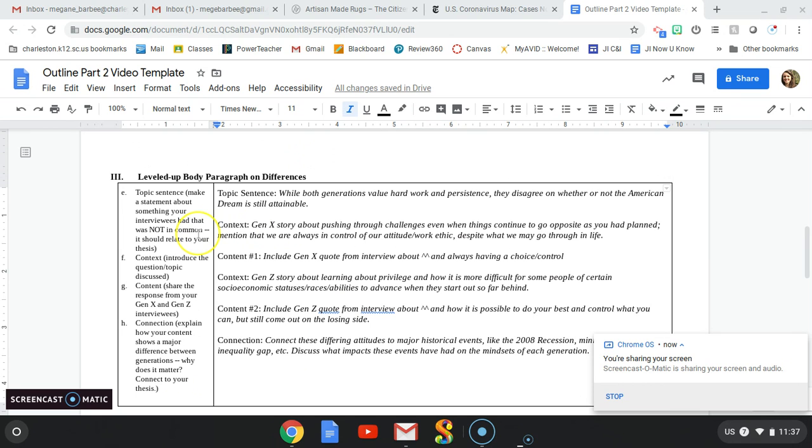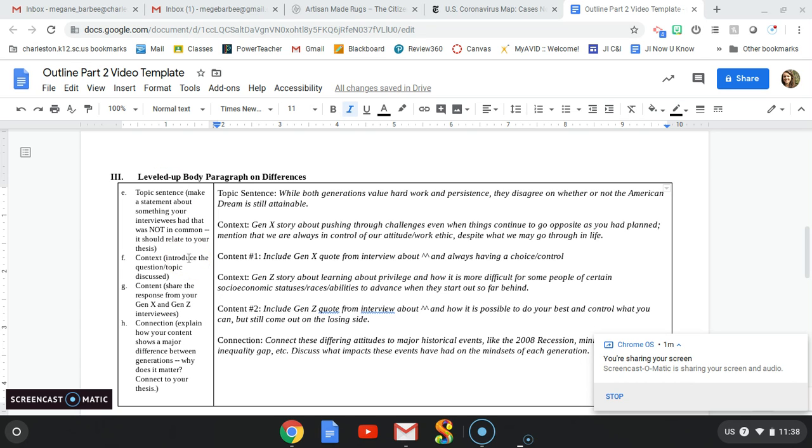So on the left side, again, it starts with definitions of the different components that you need in your leveled up body paragraph. So you're starting with a topic sentence about something your interviewees had that was not in common, not shared. And this should relate back to your thesis. Remember, everything stems forth from your thesis.